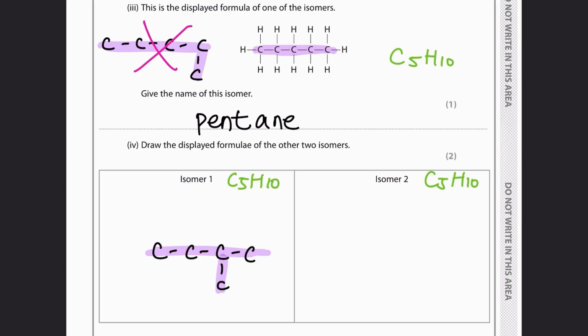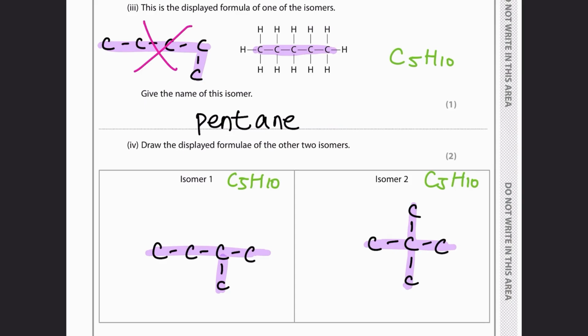How else can I arrange these carbons? How else can I arrange them? I'm going to draw 3 now. And I'll put one up here and one down here. And do you see how now they're also arranged very differently, isn't it? They're arranged in a cross shape. See? So these are definitely different displayed formulas.